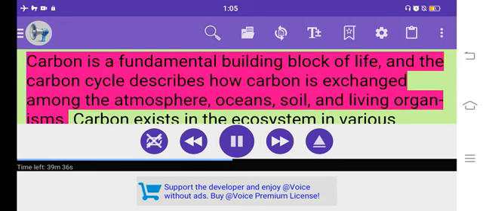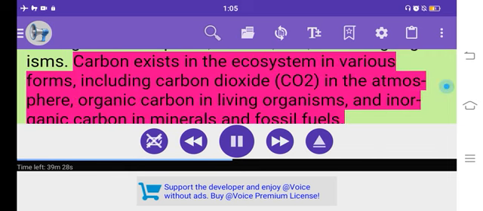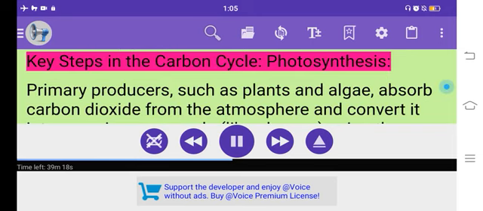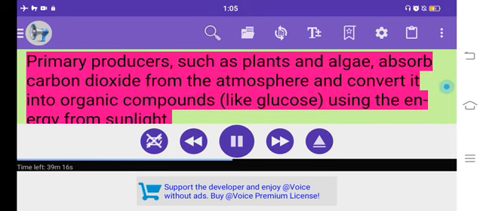Carbon is a fundamental building block of life, and the carbon cycle describes how carbon is exchanged among the atmosphere, oceans, soil, and living organisms. Carbon exists in the ecosystem in various forms, including carbon dioxide (CO2) in the atmosphere, organic carbon in living organisms, and inorganic carbon in minerals and fossil fuels. Key steps in the carbon cycle: photosynthesis.